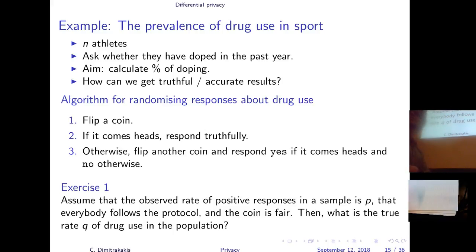Is it correct then that the expected value of P is Q plus 0.25? Q divided by 2, I think, plus 0.25. Yeah, Q divided by 2. So I'll just write it down here so everybody can see it.